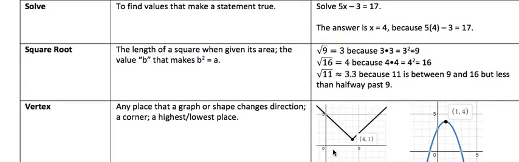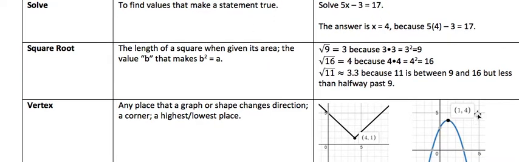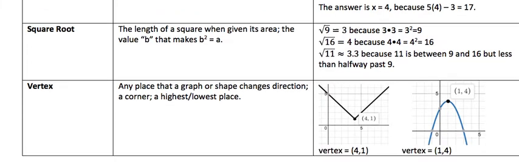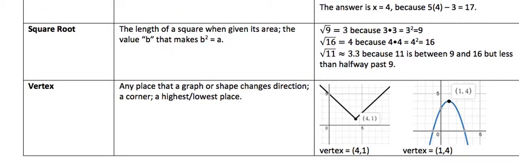And last but not least, we have the vertex. The vertex of any graph is a place where it changes shape or direction. Well, basically where it changes direction. Sometimes it's called a corner. Sometimes it's a highest or lowest place. But if I look here on this V-shaped graph, which is from absolute value, it has a vertex because right down here it has this point where it was heading down and then it turns around and heads back up. That's at 4, 1, so that's its vertex.